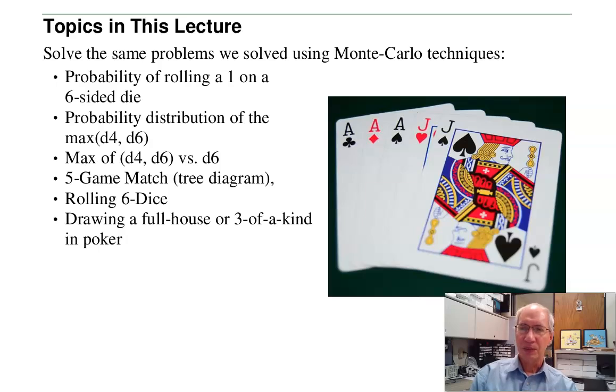I'll use enumeration to find out the probability of A winning a 5-game match, the probability of rolling 6-sided dice and drawing a full house or 3 of a kind in poker. So that's what we'll do with enumeration.